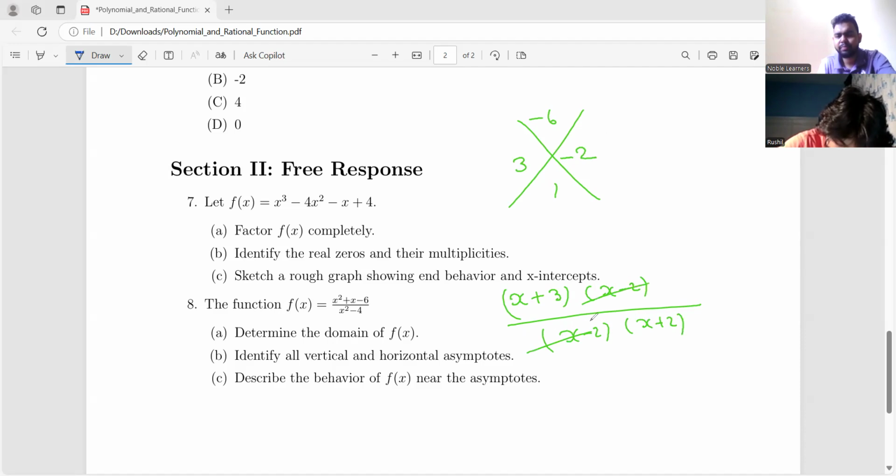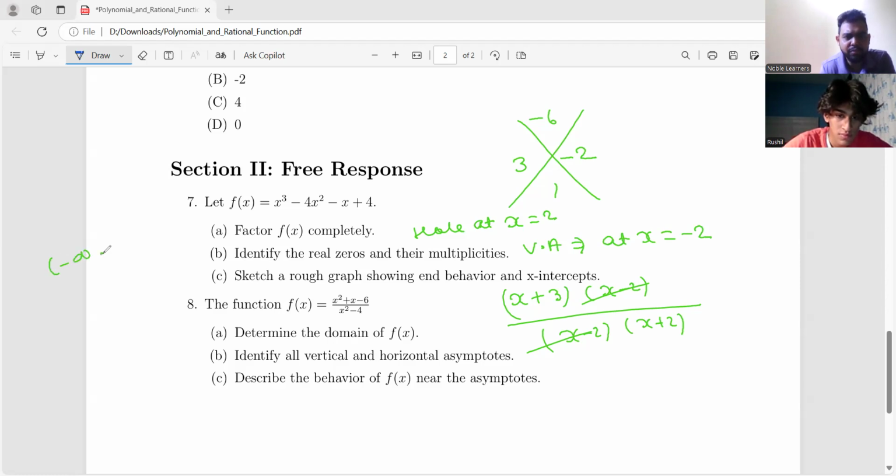This and this will cancel out. So see, there is a hole. The hole is that. So you will write hole at x equal to 2 and vertical asymptote at x equal to negative 2. And by the way, both the hole and the vertical asymptote are not part of the domain. We are excluding both of them from the domain, right? So my domain is going to be from negative infinity to negative 2, union negative 2 to 2, then union 2 to infinity. Correct. So this is how we do it, right?